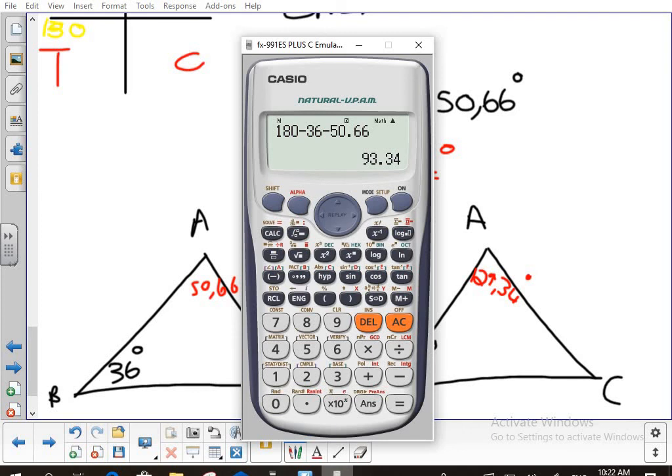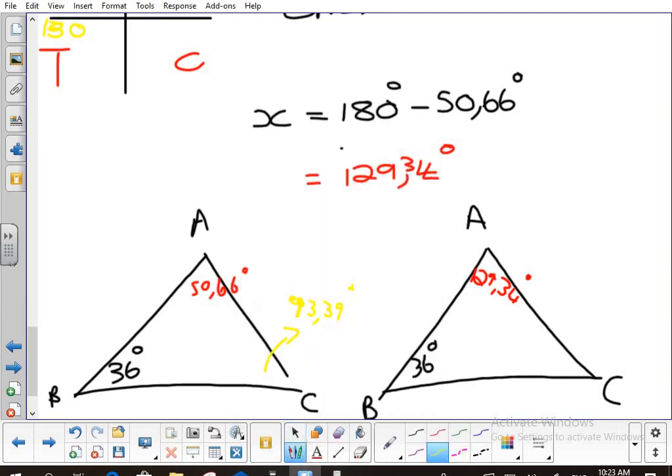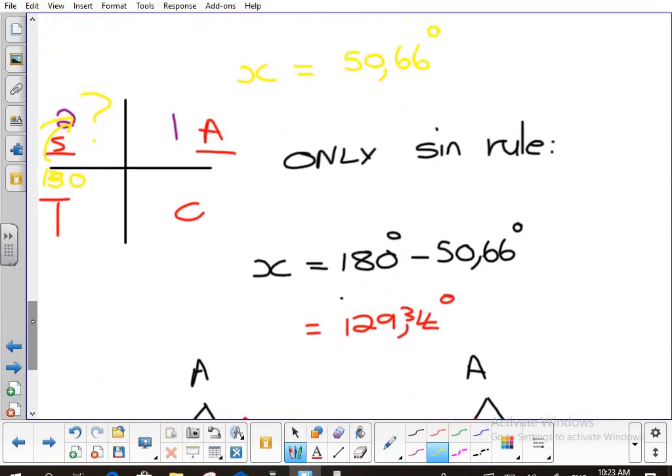If I go next door, and that's normally where the problem now comes in, if I go next door and I say 180 minus 36 minus 129.34, then I'm going to get an angle of 14.66. So, is that possible? Can I draw that? Yes, it's a very small angle, but it is possible. Which means what to me? It means that both of these answers are applicable in this situation.